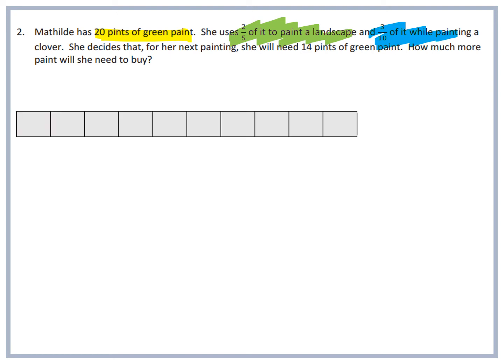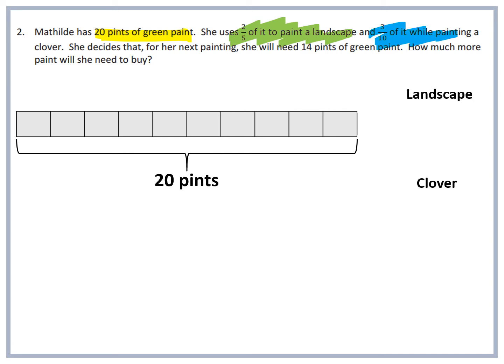My tape diagram is split into 10 equal units. My whole is 20 pints. To show the work on the side real quick, the common denominator that we selected here was 10. The 2/5 and the 3/10 would become 4/10 and 3/10. 10 is the common denominator because when you list multiples of 5 and 10, 10 is a multiple of 5 and 10 is a multiple of 10.